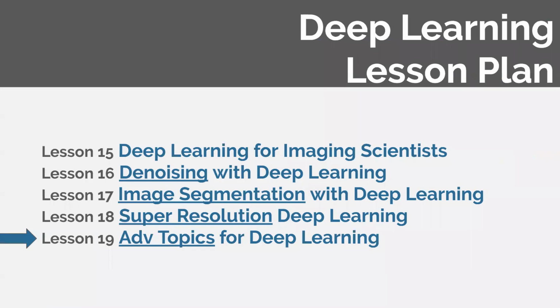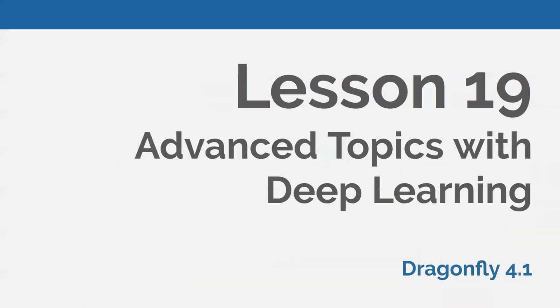As I mentioned, this is the fifth lesson. This lesson is on advanced topics for deep learning. We're not going to do so much hands-on, but we're going to talk about some of the things that you can do with deep learning, some of the directions deep learning is going. So this is lesson 19, advanced topics with deep learning. We won't really be using Dragonfly 4.1, which is just to say we're not really going to do any hands-on exercises. We're just going to talk about some of the parameters and features you can control in Dragonfly for deep learning. We'll also talk maybe about some trends and where things are going. And we'll talk more generally about deep learning. So this won't be so much hands-on, but sort of things you can do and putting together some of the previous lessons in the week.